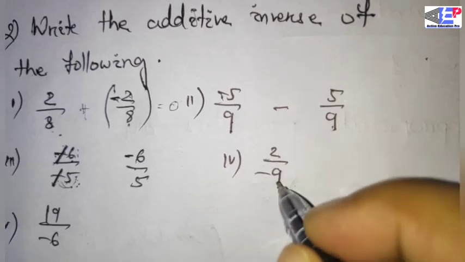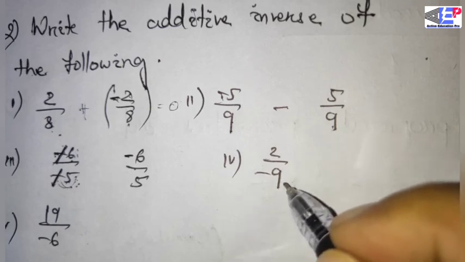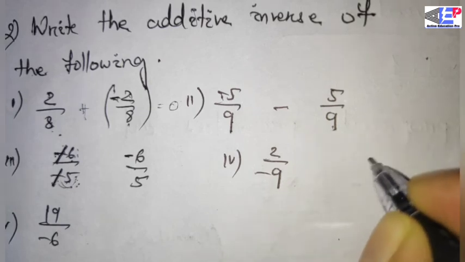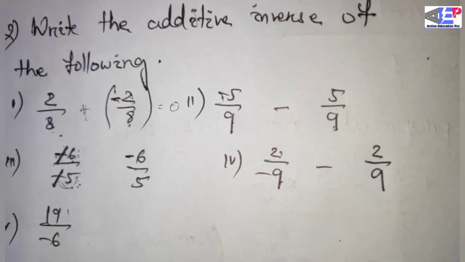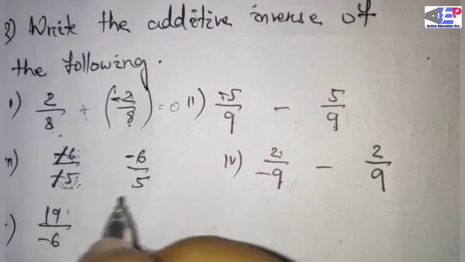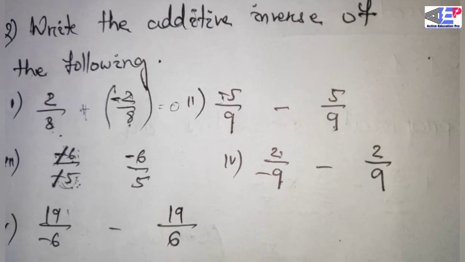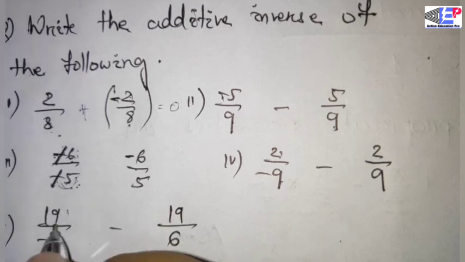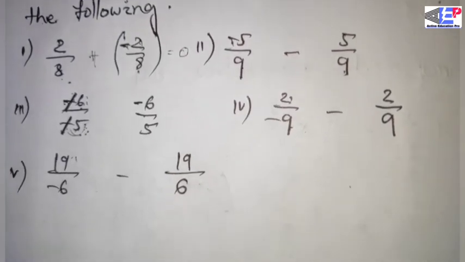Then the next question, 2 by minus 9. Here it is a negative rational number because the denominator contains a negative sign. So just change its sign. 2 by 9 is the additive inverse of 2 by minus 9. And the next one, 19 by minus 6. Here it is also a negative rational number, containing a negative sign in its denominator. So 19 by 6, a positive rational number, is the additive inverse of 19 by minus 6, which is a negative rational number. Then next we move to question number 3.